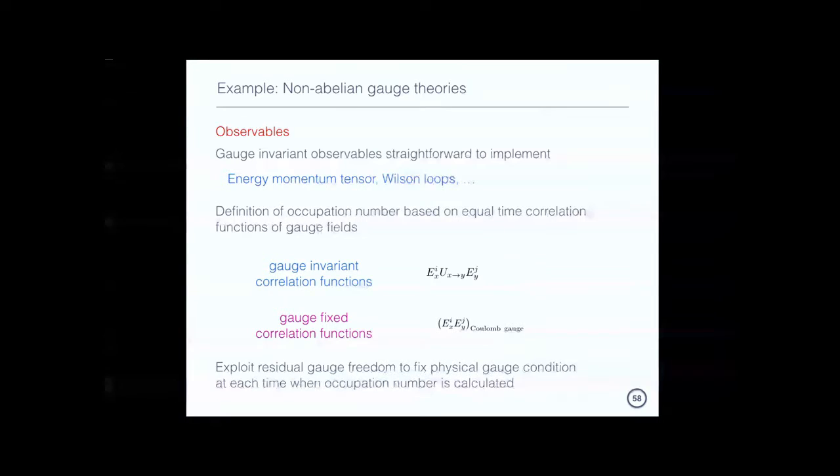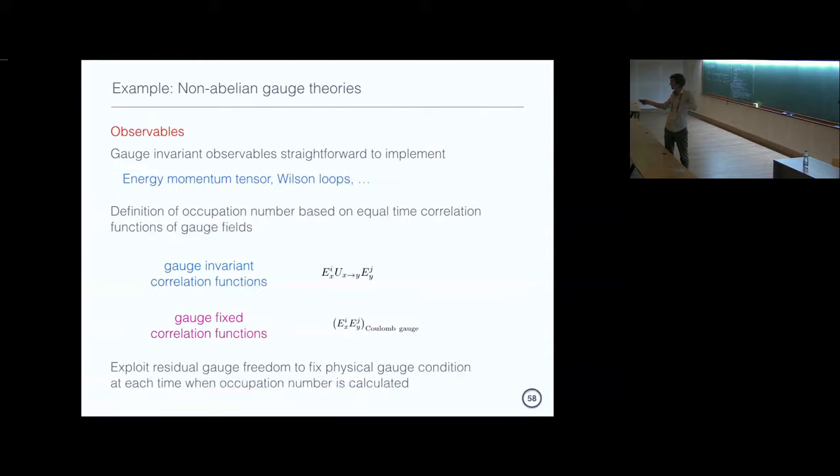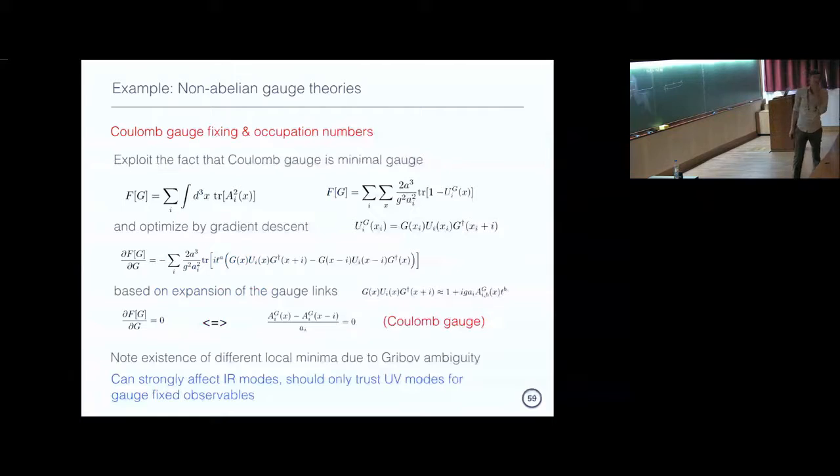And so usually what one does is one exploits this residual gauge freedom that we have, namely to perform time-independent gauge transformations, to fix a physical gauge condition at the time when we want to measure the occupation, okay? So each time you measure an occupation number, you fix a gauge condition, like say Coulomb gauge, which is then valid at exactly that particular time when you measure, but at no other time. At the other times you only have axial gauge. Okay, so this is actually quite interesting. So how does one actually fix?